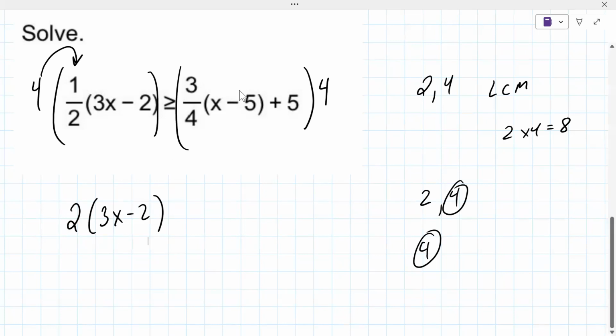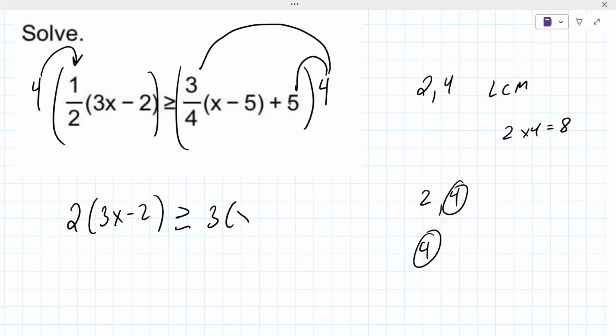On the right side of the inequality, there are two terms. The first term is 3/4 times x minus 5. This whole thing is one term, and then the 5. So you multiply in and multiply in. You only multiply the thing on the outside, not what's in the parentheses. Yes, that's perfectly said. So 3/4 times 4 is 3, and 4 times 5 is 20, like that.